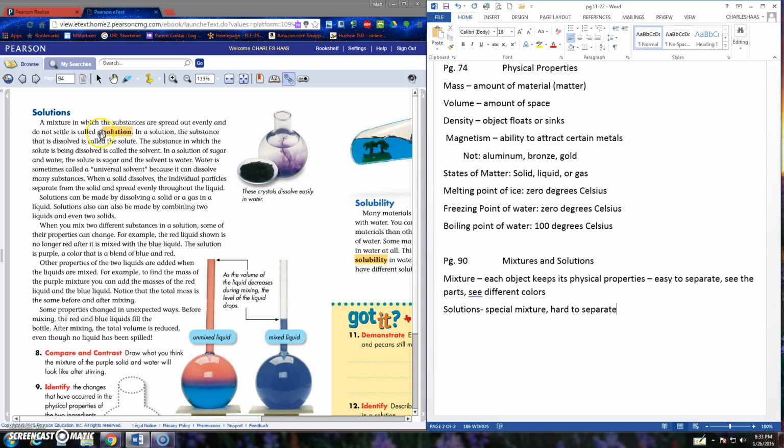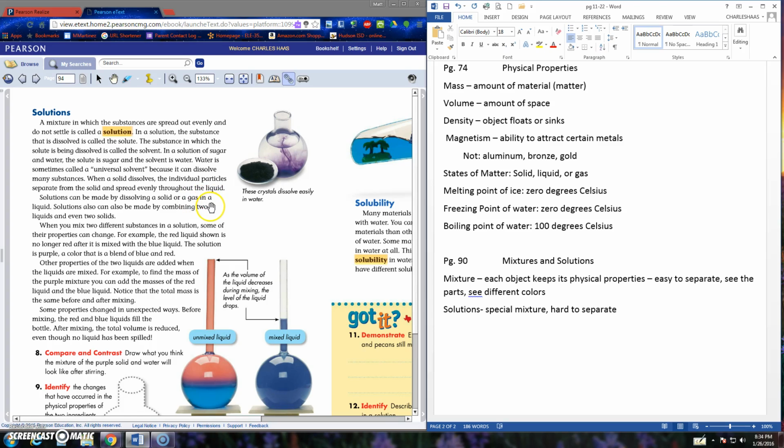In a solution, the substance that is dissolved is called the solute. The substance in which the solute is being dissolved is called the solvent. In a solution of sugar and water, the solute is sugar and the solvent is water. Water is sometimes called a universal solvent because it can dissolve many substances. When a solid dissolves, the individual particles separate from the solid and spread evenly throughout the liquid.